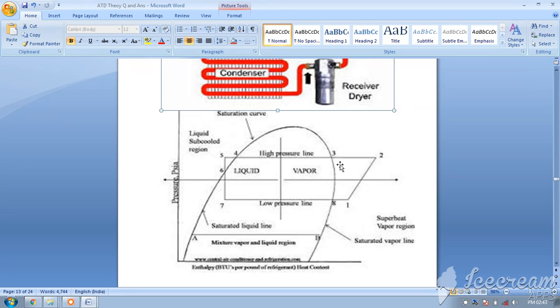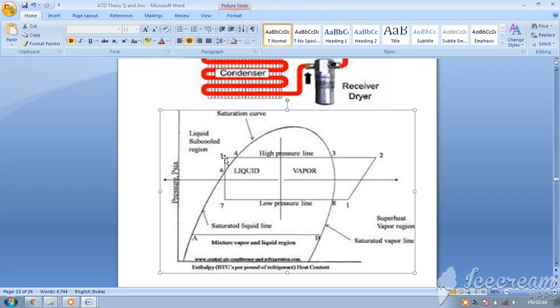Then 2, 3, 4, 5 is the condenser. Here at high pressure, high temperature, the heat taken during the evaporation as well as the heat added during the compression, both these heats are rejected to the atmosphere from 2, 3, 4 and 5. So it may come to the saturated liquid line at 4, or it can be subcooled to 5 also. Here it was superheated vapor. When it comes here, it is saturated liquid, or at 5 it is subcooled liquid.